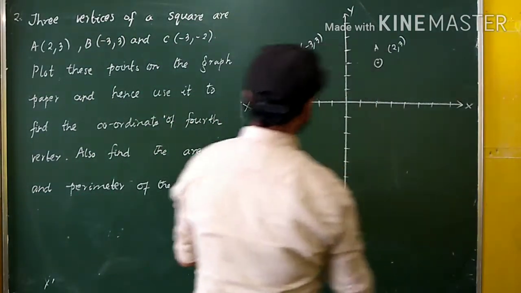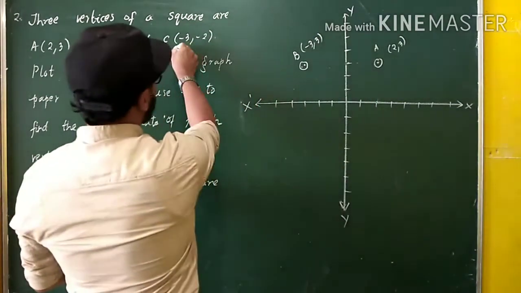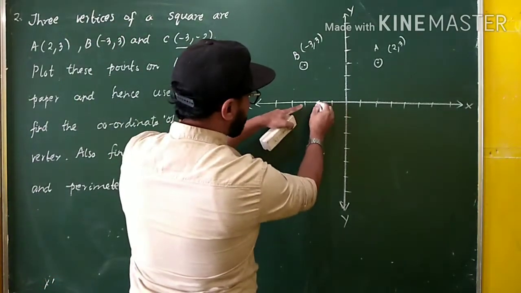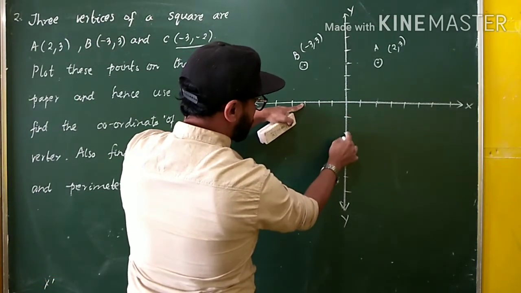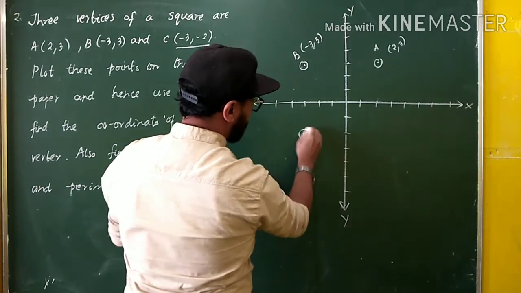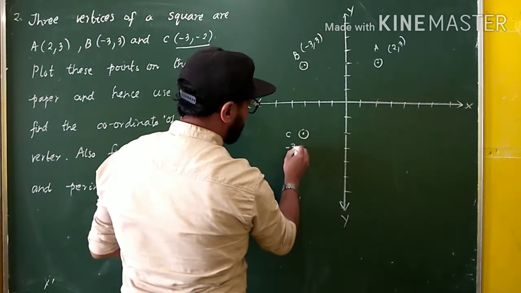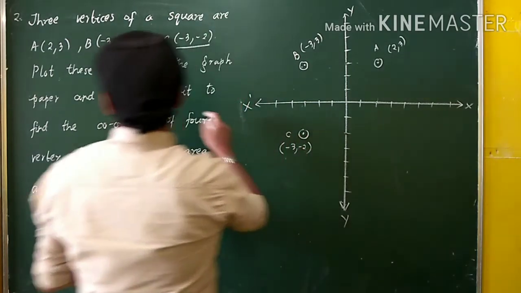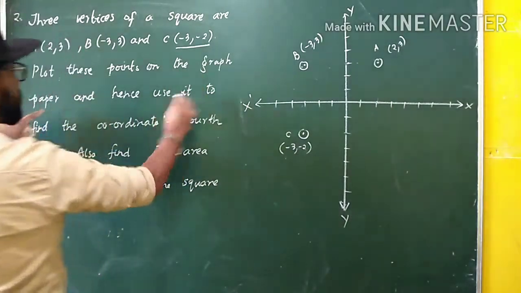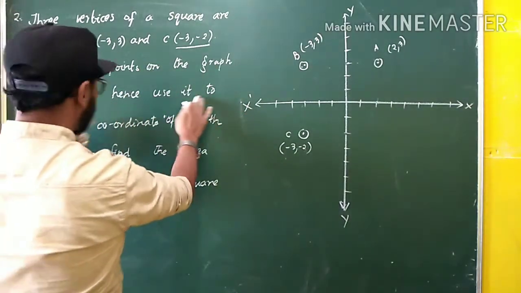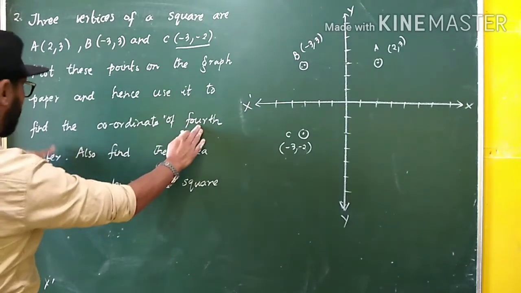Alright? Now, C is minus 3 and minus 2. So these 2 will meet at this point. So this is C, which is minus 3 and minus 2. Now, plot these points on the graph paper. So this is done, and hence use it to find the coordinates of the 4th vertex.